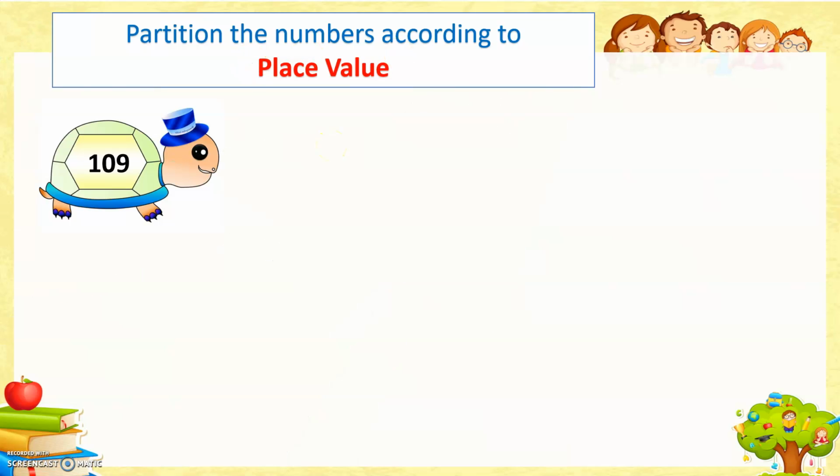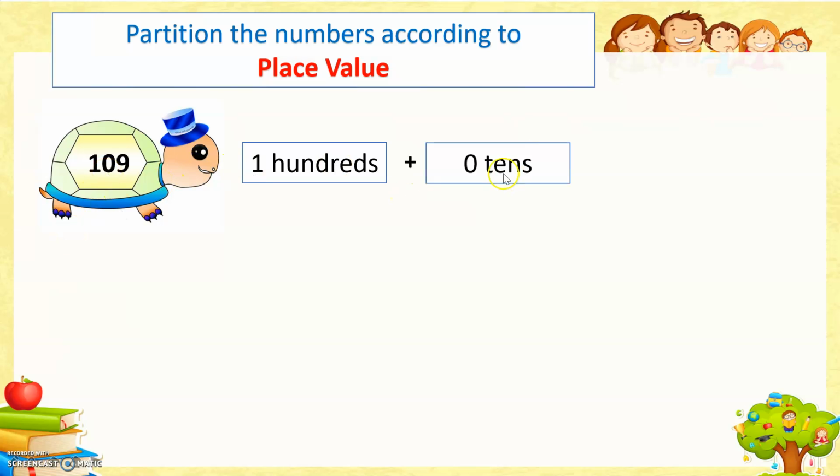Let's see some examples here. Partition the numbers according to place value. That means we will use the place value. What are the place values we learned in last lesson? Ones, tens, hundreds. The answer will be 1 hundreds plus, how many tens here? 0. 0 tens plus 9 ones. 109.